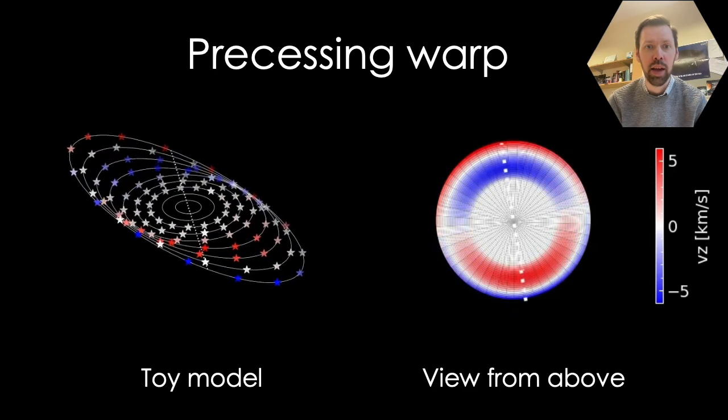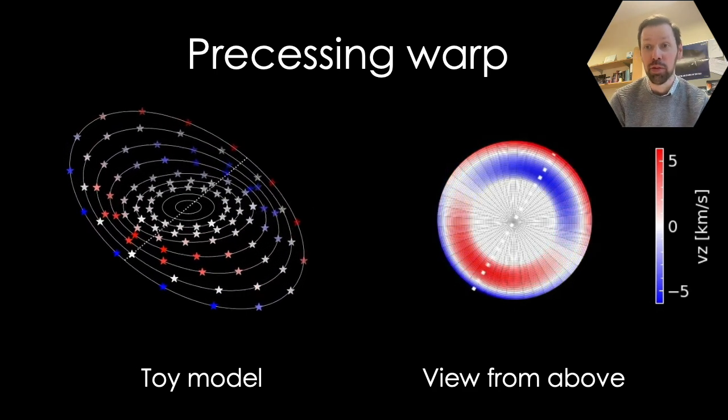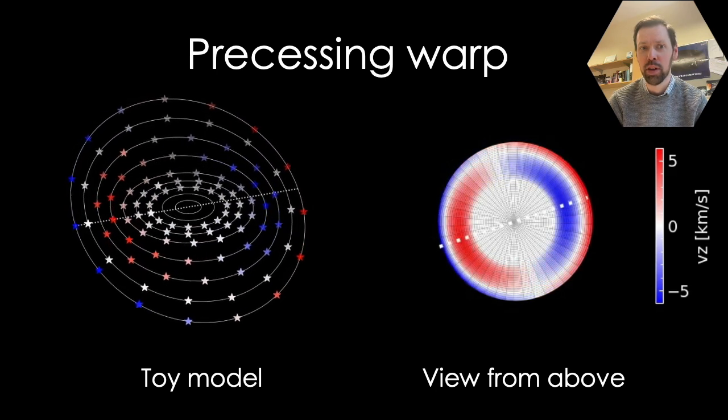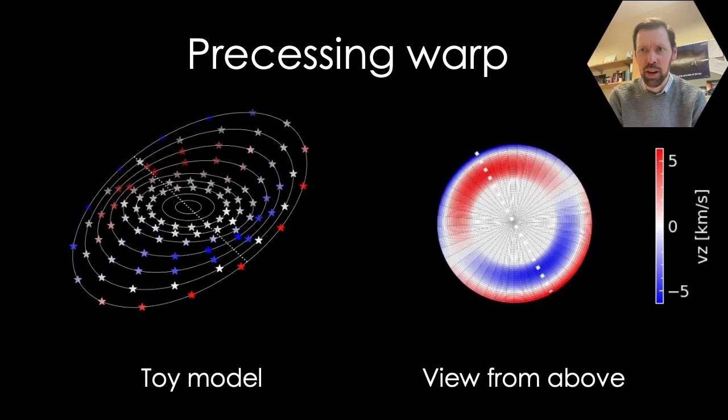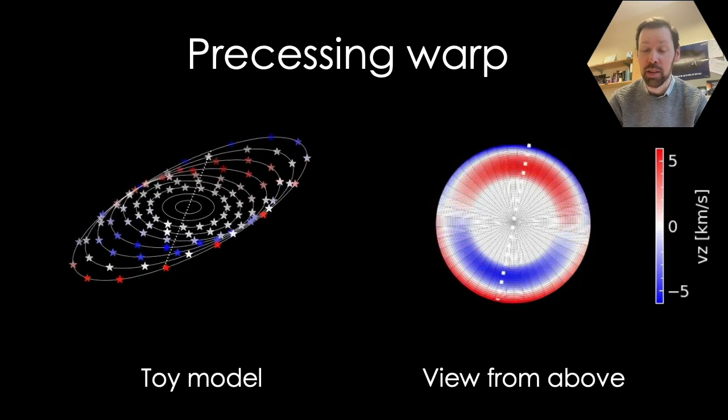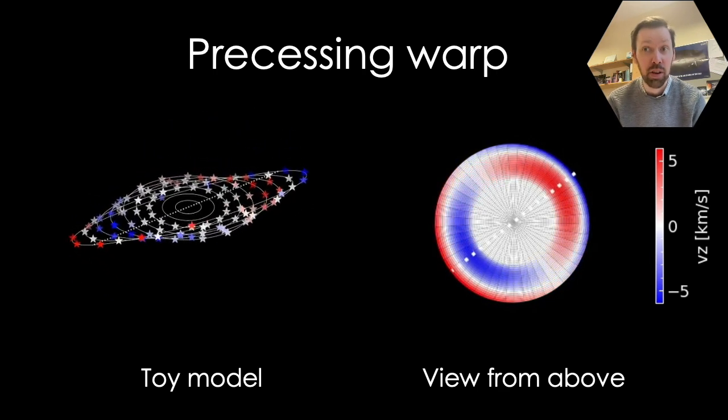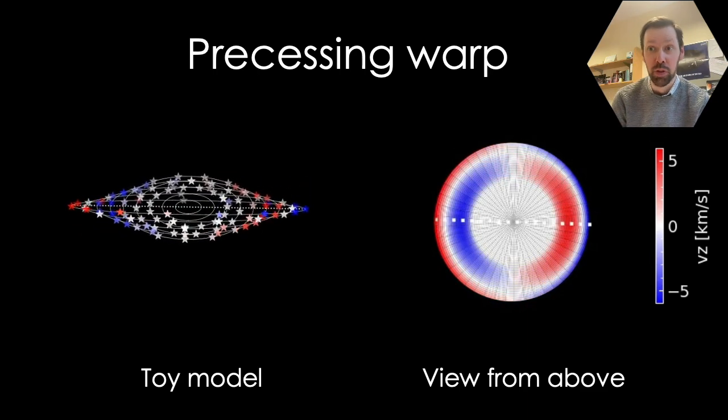So they are heading upwards towards the higher part of the warp or downwards towards the lower part of the warp. But then as we go further out, this stops being as simple. The second outermost ring on the left is actually just going at the same speed as the line of nodes. So the stars are going neither up nor down because they're just moving with the warp.